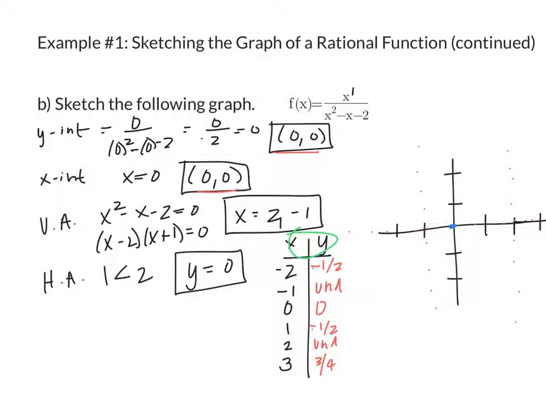So that's -2, -1/2, which is here. I have a -1, which is undefined. 0, 0, I have that. 1 is -1/2, so that's about here. 2 is undefined, and 3 is 3/4, so almost 1.